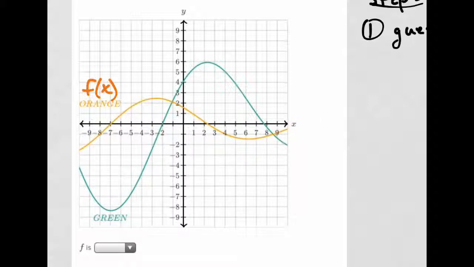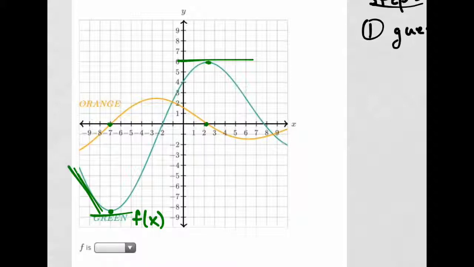But all right, let's talk about the other one then. Let's see if it makes sense for f of x to be the green function. Okay, I'm going to pick out where the slope is 0. And look at that. Pick out the slope being 0. Look at that. So we have two things that agree now, because those are 0 slopes.